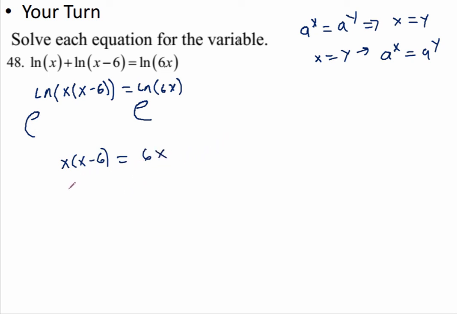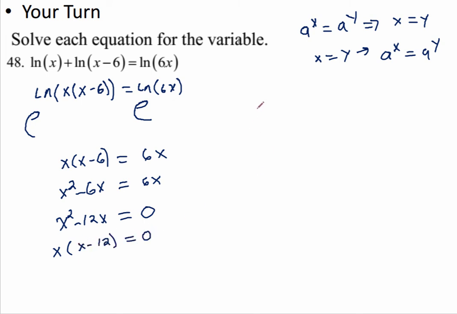Okay, so now what? Well, that's the same thing as x squared minus 6x is equal to 6x. Subtract another 6x from both sides because we've got a quadratic, which means we've got to set it equal to 0. And we get x squared minus 12x is equal to 0. So factor out the common factor of x, and what's left behind is x minus 12 is equal to 0, which gives us two possible solutions. We get x is equal to 0 or x is equal to 12.